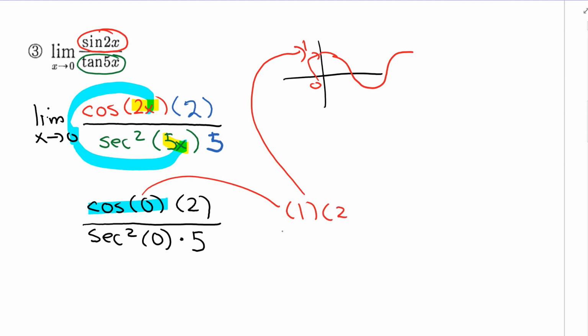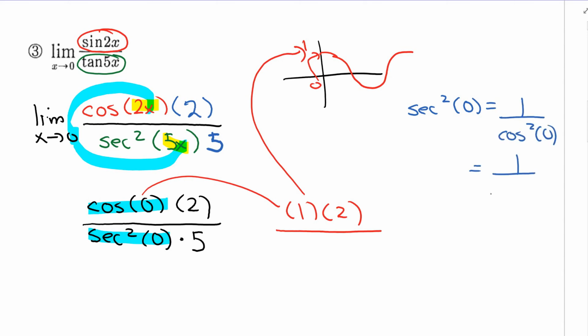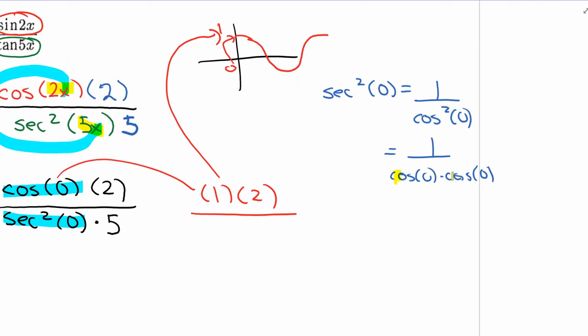And then the 2 would remain divided by, well, now you have to evaluate secant squared of 0. Let me just do that calculation on the side here. Secant squared of 0 is the same thing as 1 over cos squared of 0, which is the same thing as 1 over cos of 0 times cos of 0. And if you evaluate these, those are just 1, so that's the same thing as 1 times 1 times 1, which equals 1.